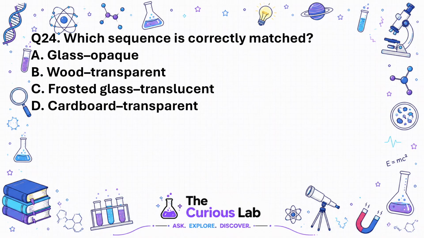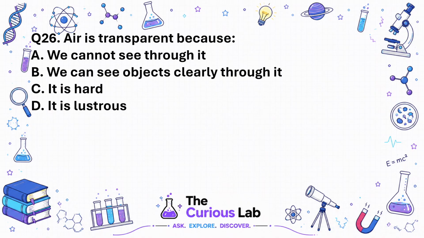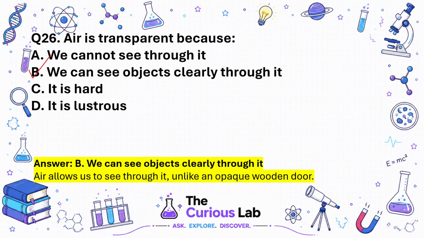Which sequence is correctly matched? Glass, opaque. No, glass is transparent. Wood, it is opaque. Frosted glass, yes, it is translucent. Why are containers used in shops often transparent? So that their content can be seen easily. Air is transparent because we can see the objects clearly through it.